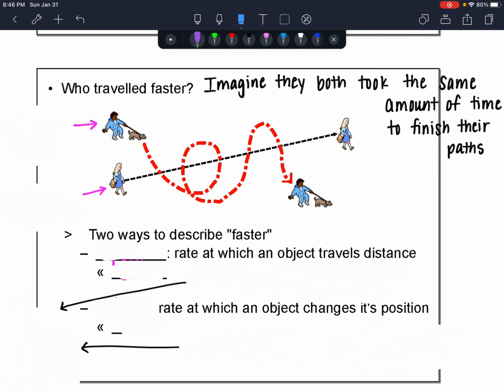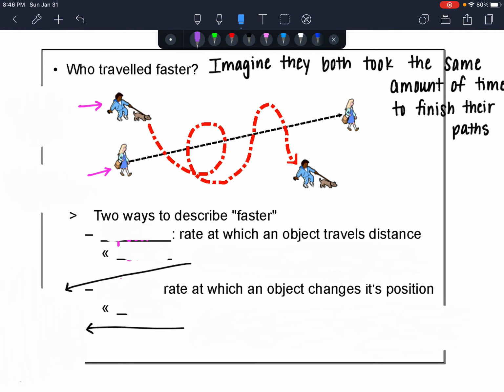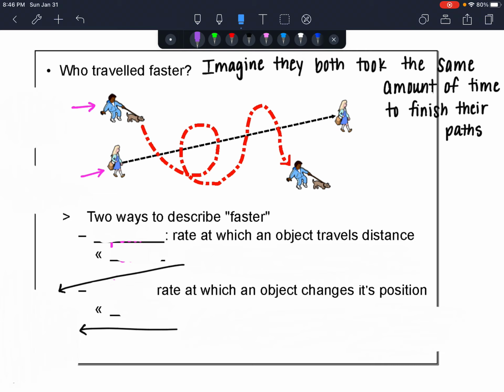So we're going to head back to that same example that we actually used to differentiate between distance and displacement to talk about the difference between speed and velocity. So we've got the boy who's walking his dog who takes this curvy red path and the girl who is walking in the straight line. Imagine both of these people took the same amount of time to finish their paths. So they started at the same time and they stopped at the same time.